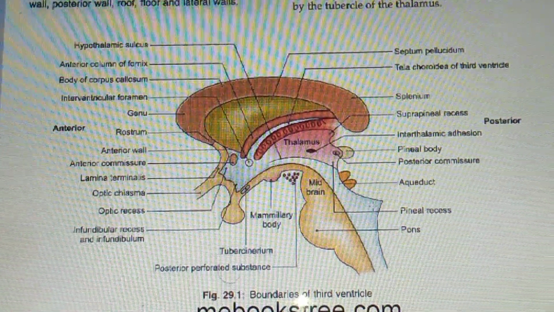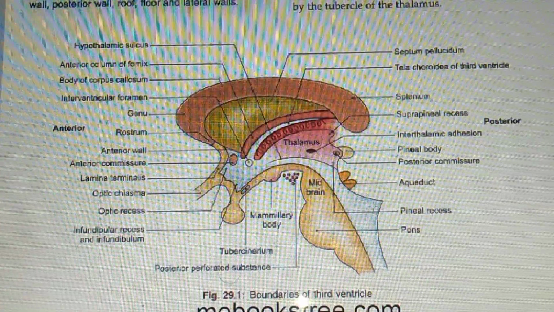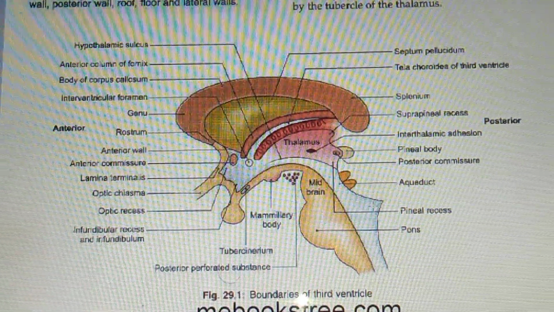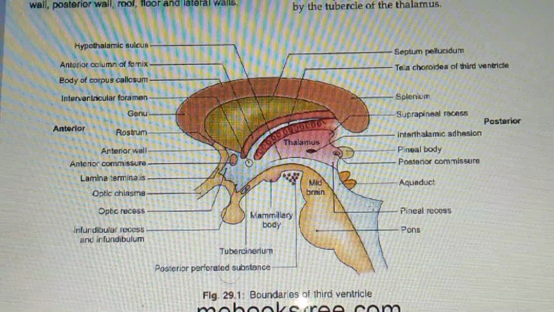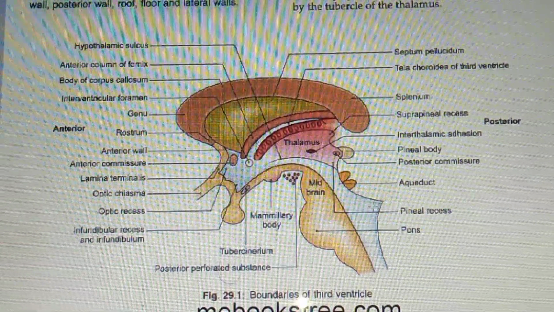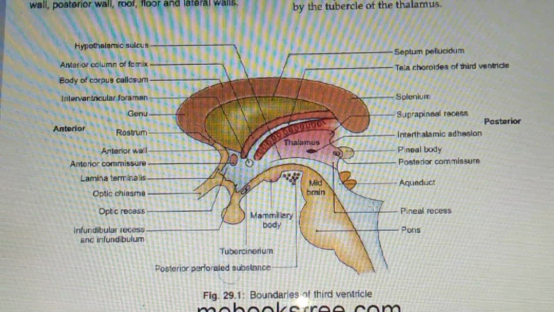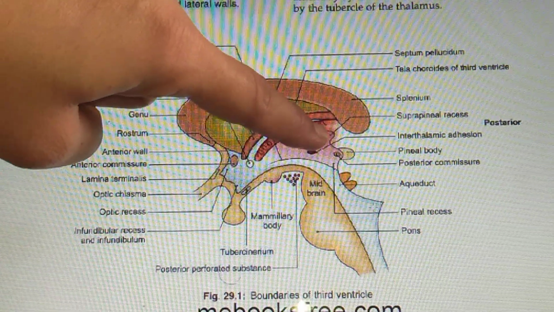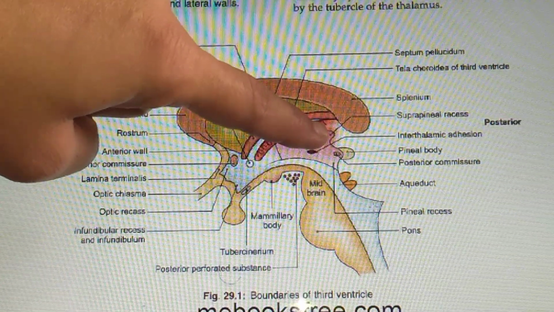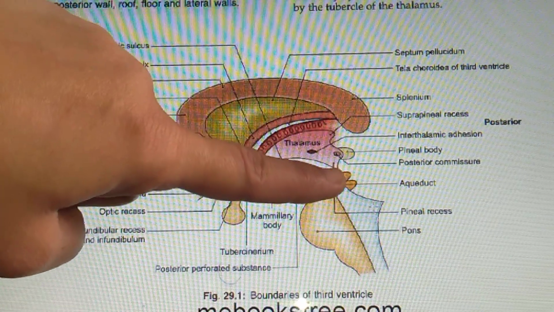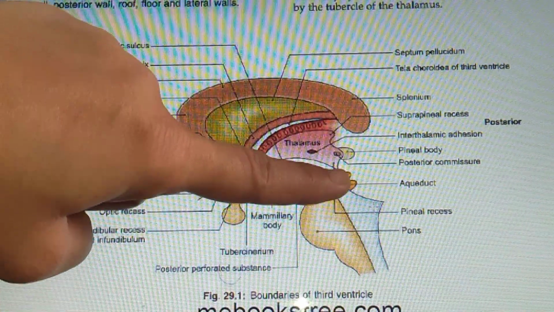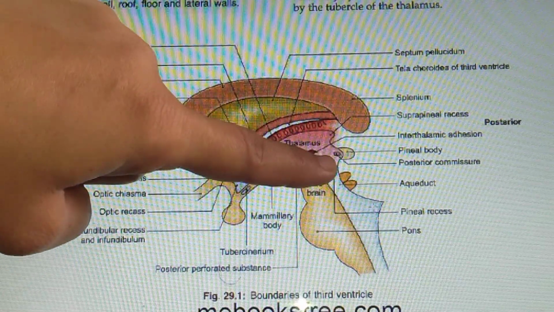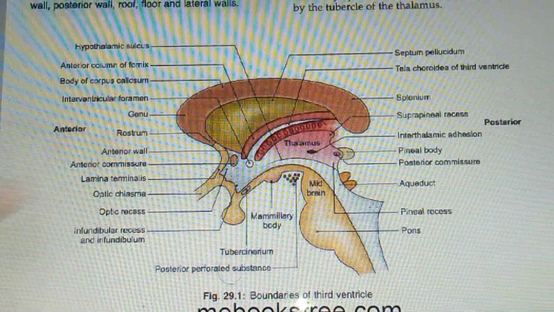Recesses. Next is the recesses of the third ventricle. There are 4 recesses present in the third ventricle. Recesses are nothing but extensions of the cavity. One is the suprapineal recess, which you can see shown here. Second is the pineal recess. This is the pineal recess, and this is the suprapineal recess, right?